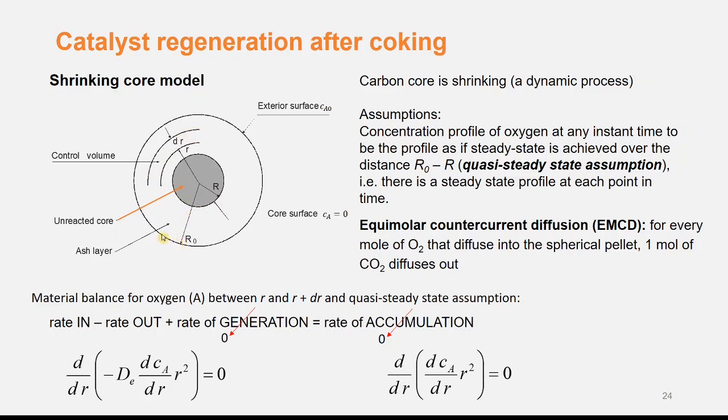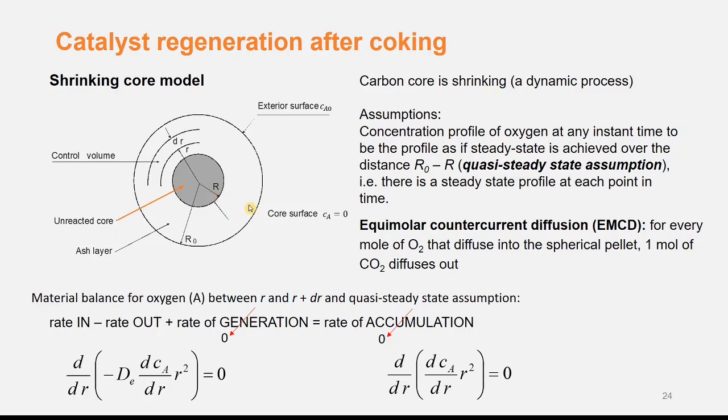Here you can see the outer surface of the catalyst pellet at R0. And at this point, the surface concentration of oxygen is CA0. The radius of the unreacted core is capital R. And at this point, we assume that the concentration of oxygen, CA, is 0. So we assume that the rate determining step is the diffusion of oxygen, and the reaction between carbon and oxygen is much faster in comparison. As soon as the oxygen reaches the core, it reacts with carbon instantly, so there is no oxygen at the core surface.